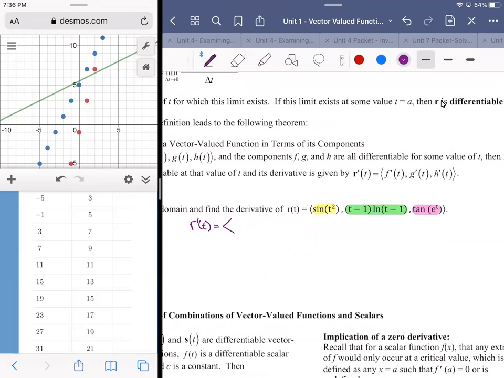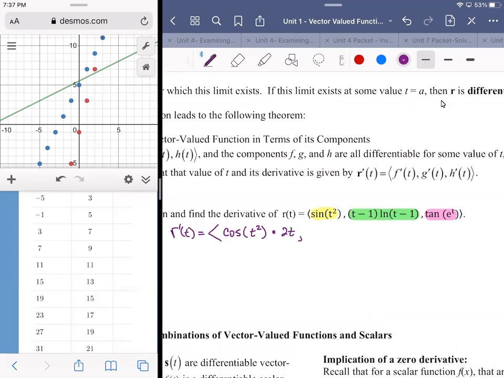Like the first one's got a little bit of chain rule in it. So derivative of sine t squared would be cosine t squared times the derivative of your inner function 2t. So that's done. For the second piece, you have a little product rule going on there, kind of tough to see. But if you slap a little multiplication symbol in there, it becomes a little bit more obvious.